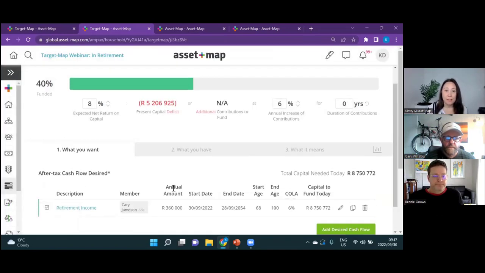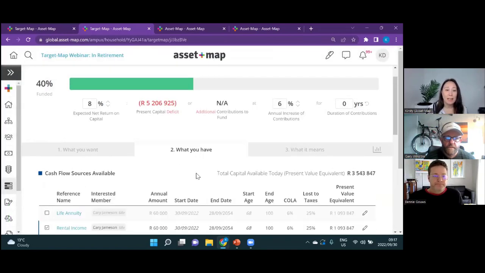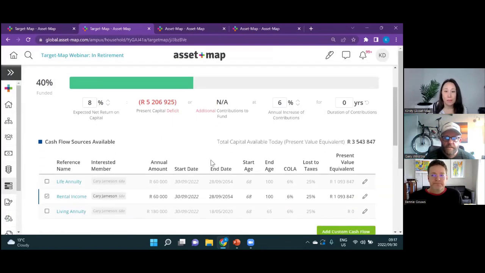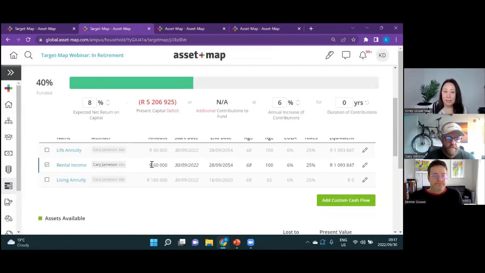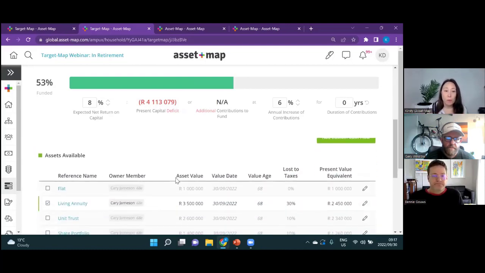That's the need. The next step is to say, well, what can we allocate towards this goal? Now we know we can allocate that rental income. We can assume that she's going to receive that income steadily, from now till age 100, increasing by inflation. And we could also include the life annuity because we know that income is guaranteed. We would not include the living annuity income because that specific income is a drawing from an investment. It's not guaranteed. But what we would do is include the living annuity.